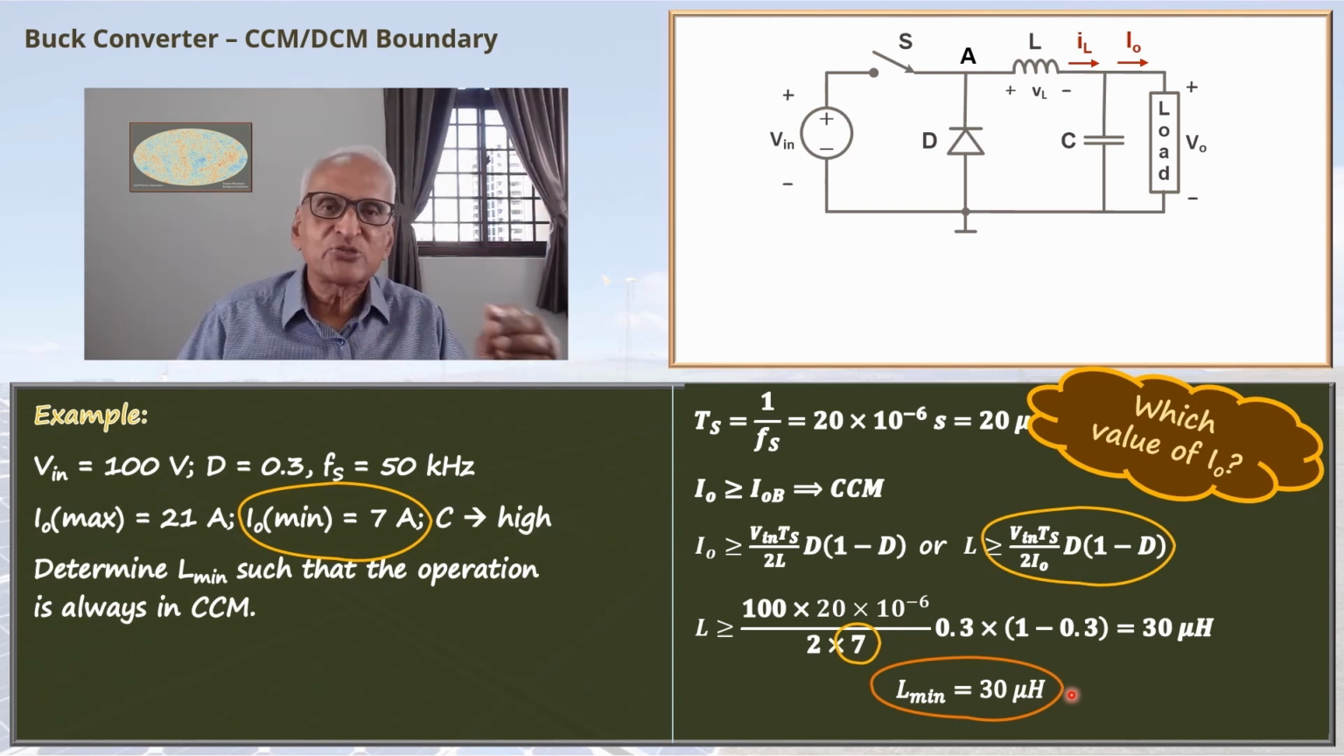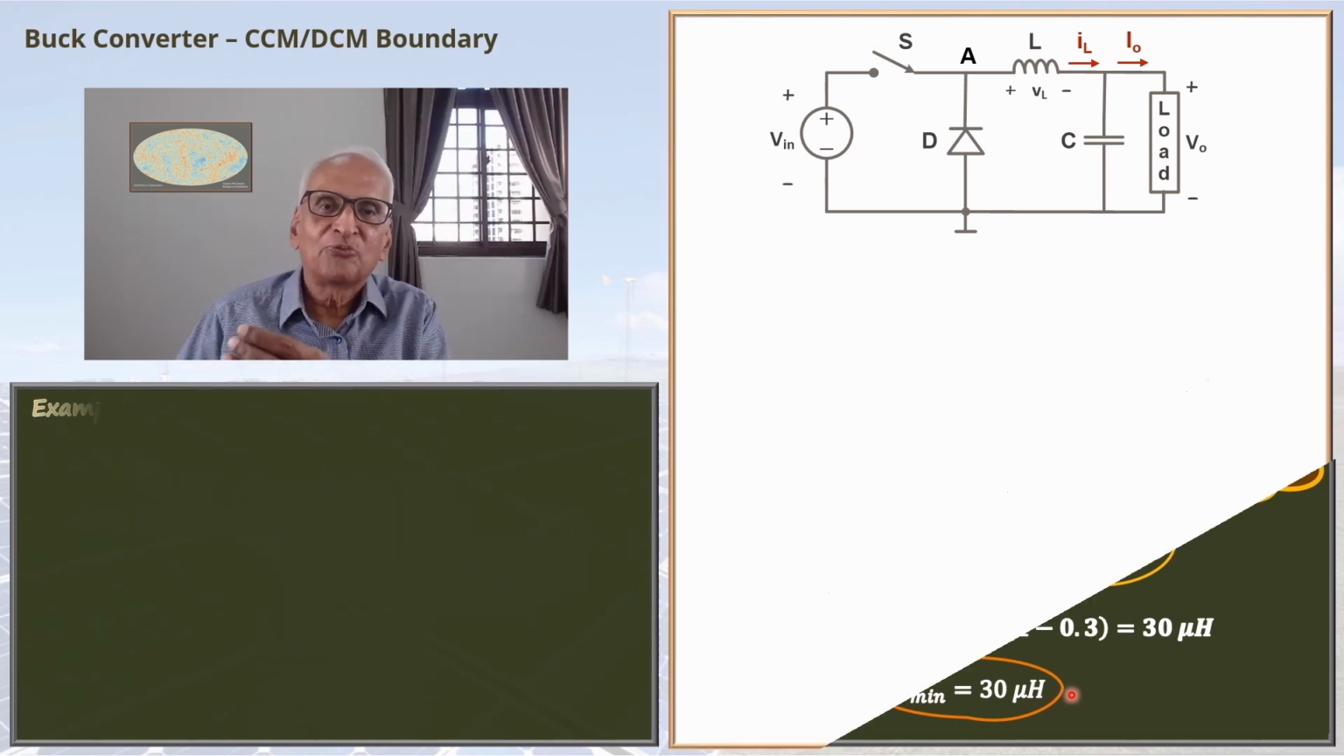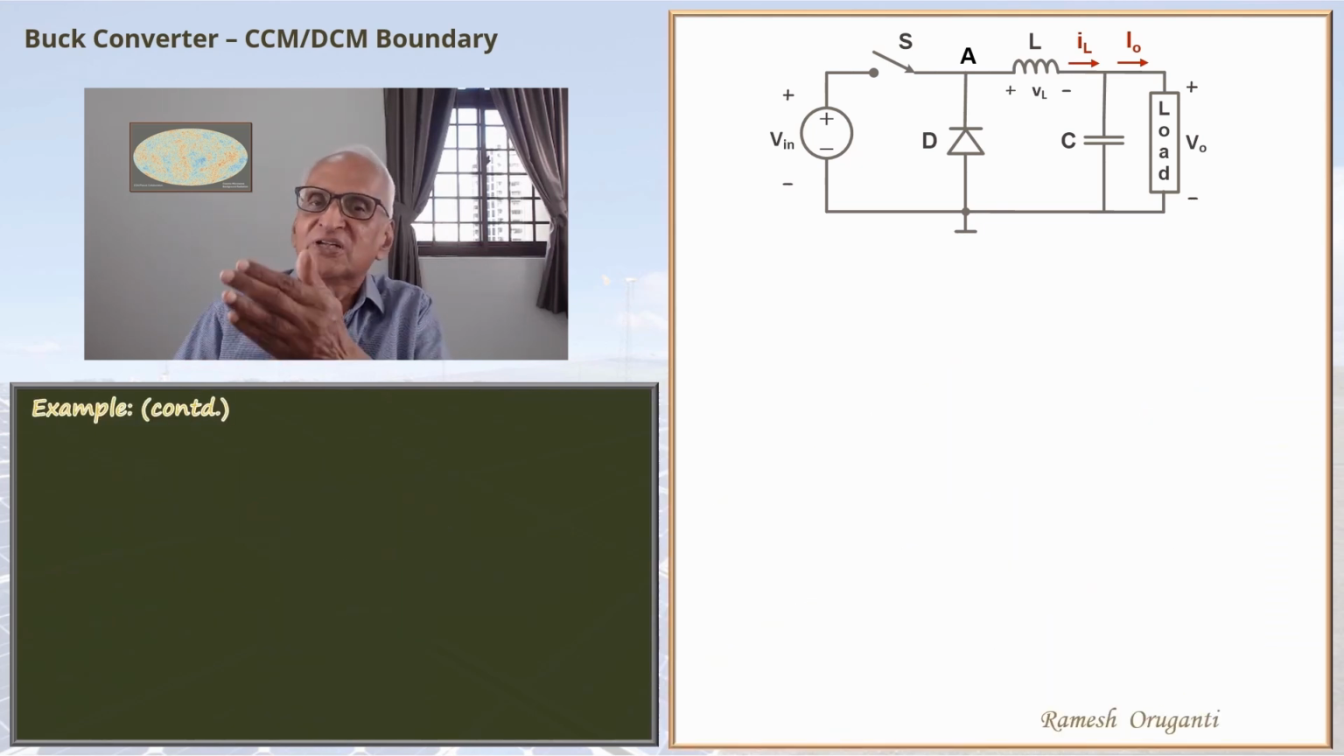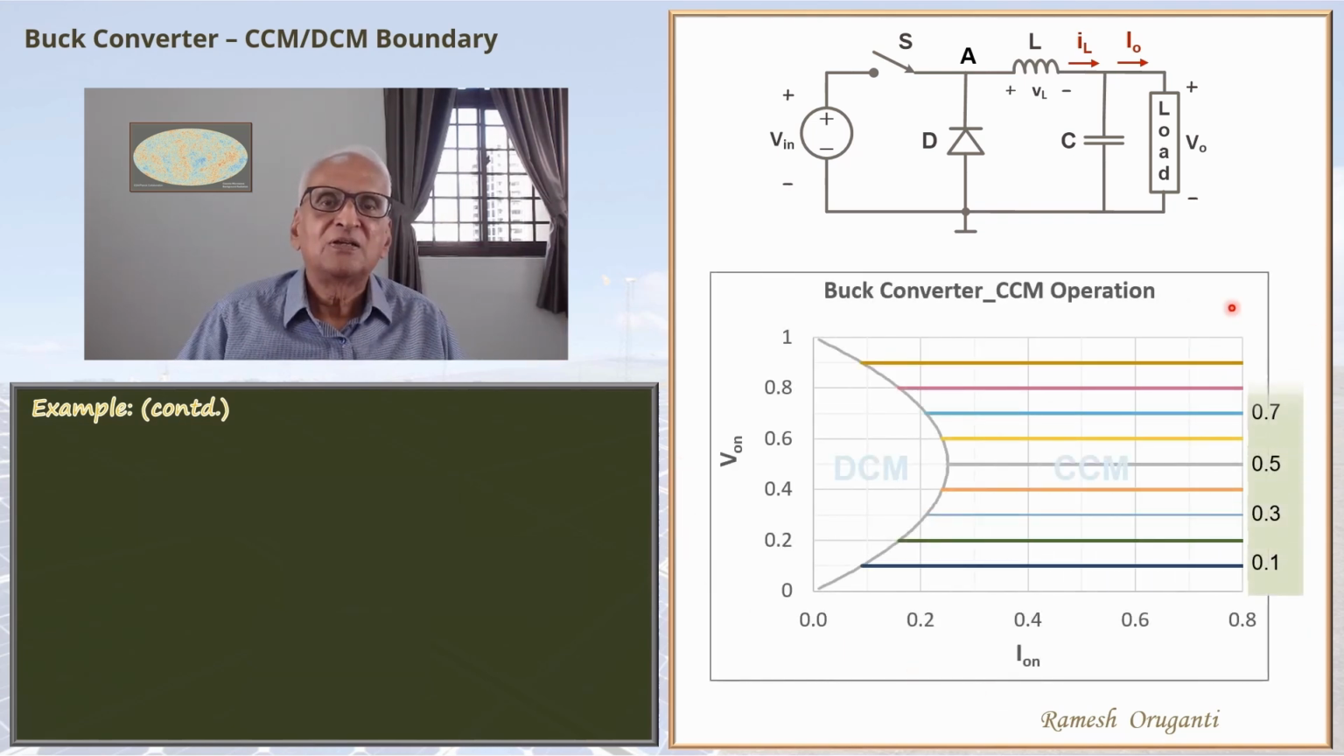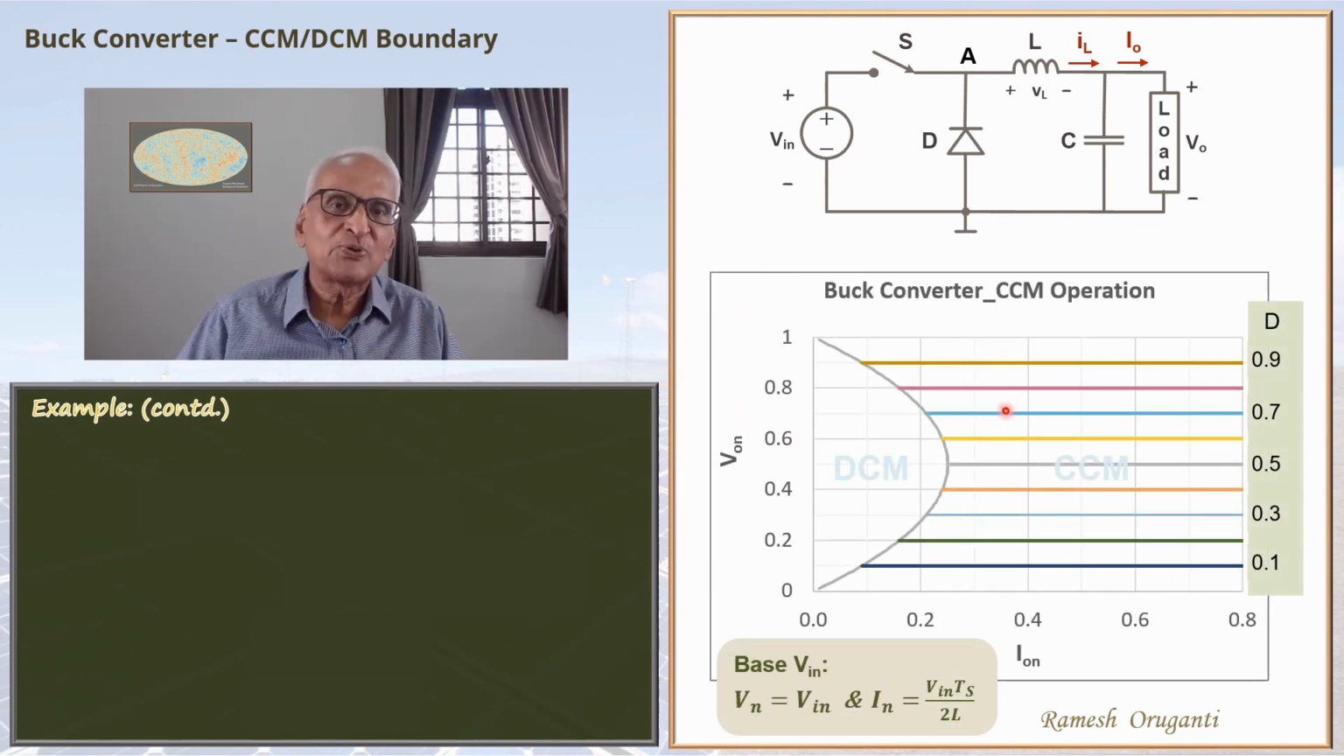Now we will use the normalized characteristics we developed earlier to view the operation of the converter under minimum load and maximum load. This is the buck converter characteristics under CCM operation plus boundary operation. We are using base Vin, Vn is Vin, In is Vin Ts by 2L.